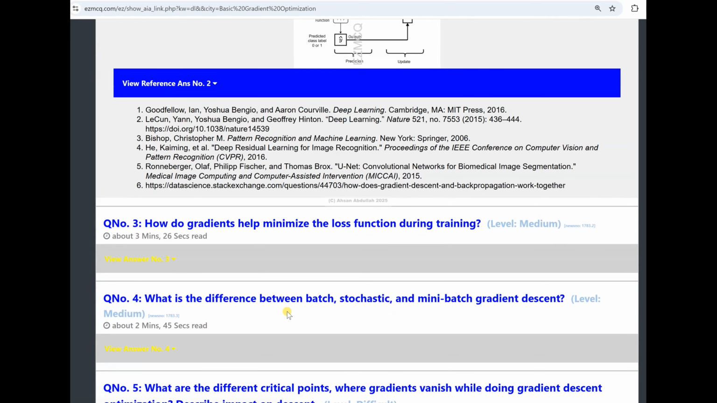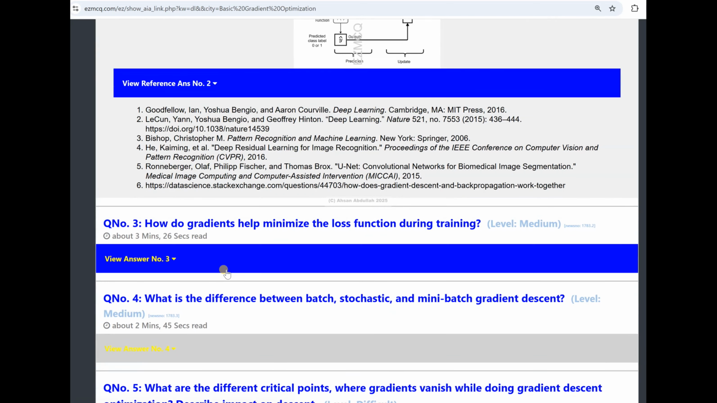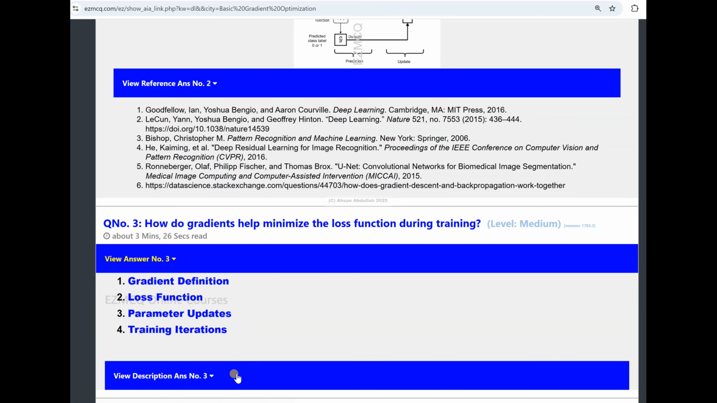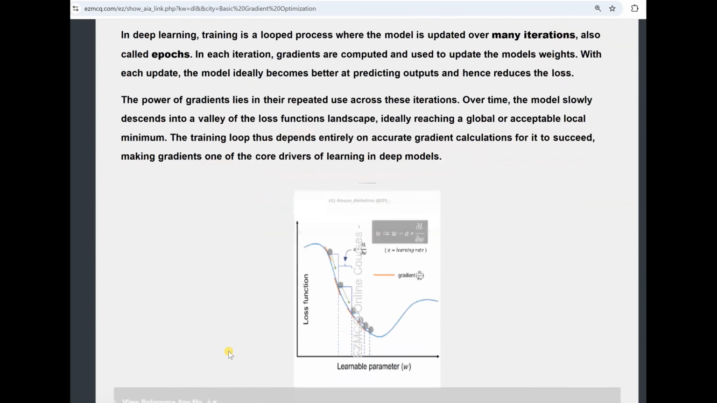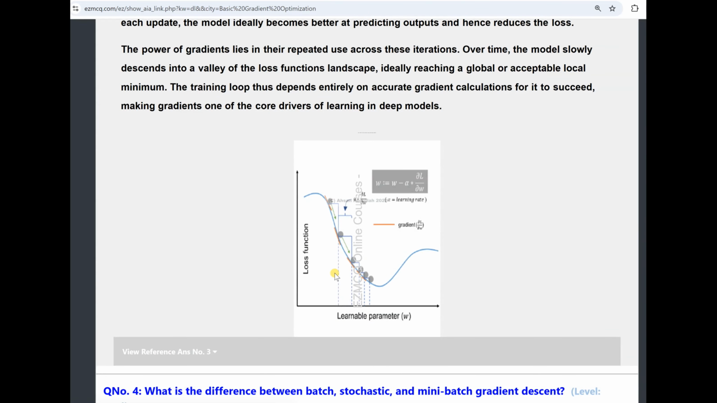All right, so let's go into some more detail. How do gradients help minimize the loss function? Just slightly more detail, just to reinforce the concept. First, let's take a look at a diagram. Still we have a single minima, but there can be multiple also.